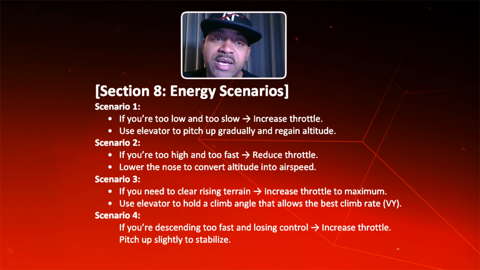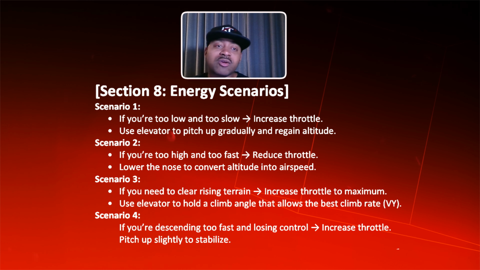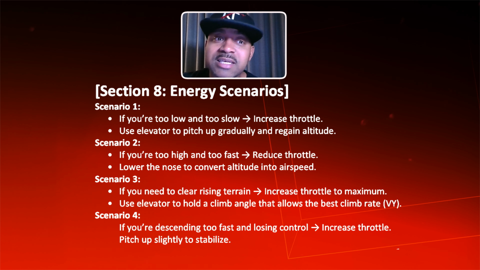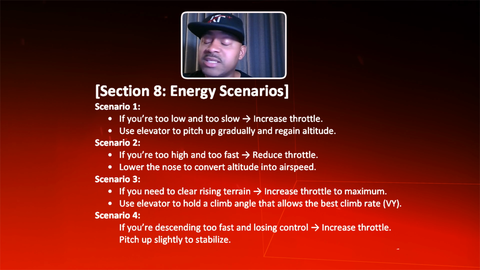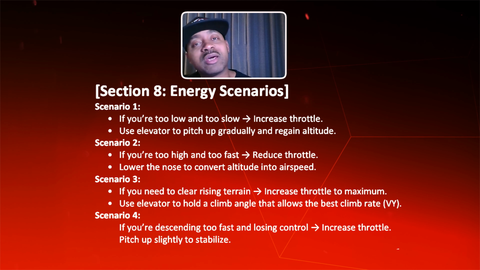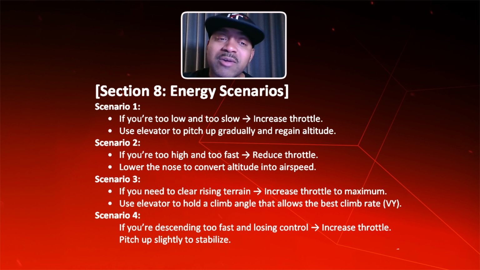If you're descending too fast and losing control, increase throttle and pitch up slightly to stabilize the aircraft. So this probably means that you don't have enough power in, the airplane is descending and also speeding up. So add a little bit of power, which will slow down that descent, level the airplane out, and figure out what you've got going on.